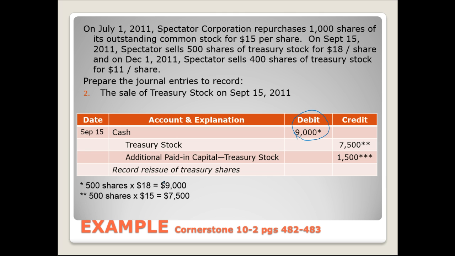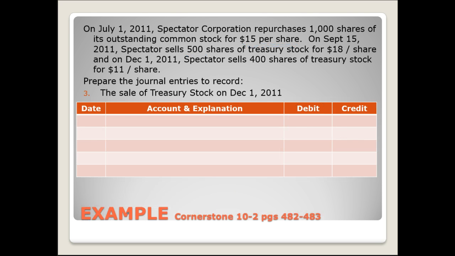The amount of credit we put to the treasury stock account is based on the original cost of those treasury stock shares. They originally cost Spectator Corporation $15 a share. We are reselling 500 shares, so 500 shares times the $15 a share is $7,500. The difference between the $9,000 and the $7,500 is this $1,500, which we could also say is the difference between what they got in the resale versus what it cost them to buy each share. So that's $3 a share times 500 shares was the $1,500.